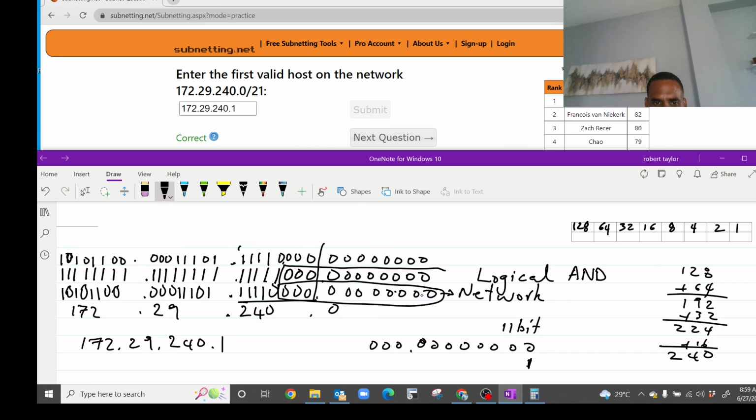If you want to get the first host, you're not going to change the network bits to 1. To work out the host, you're going to start from right to left, and you change this first bit to a 1.